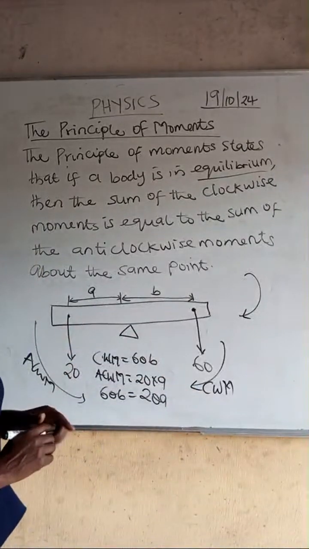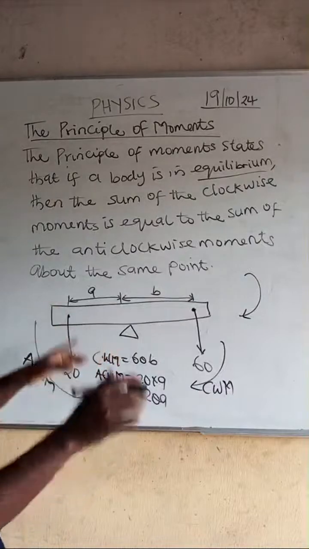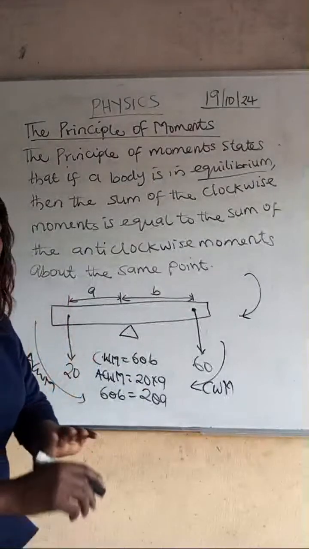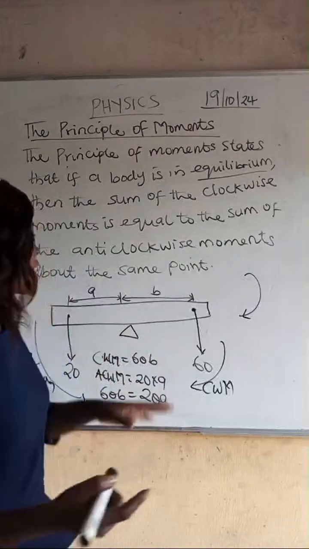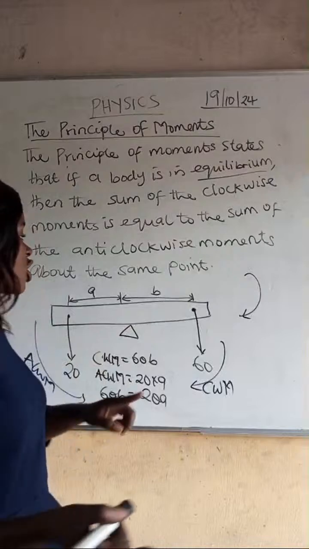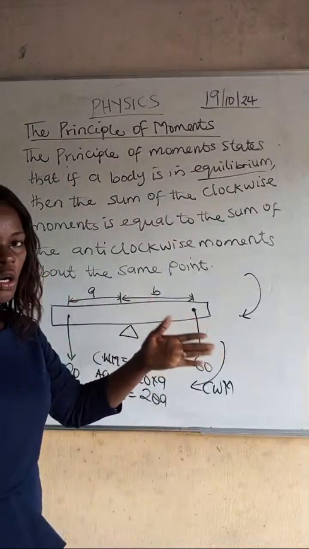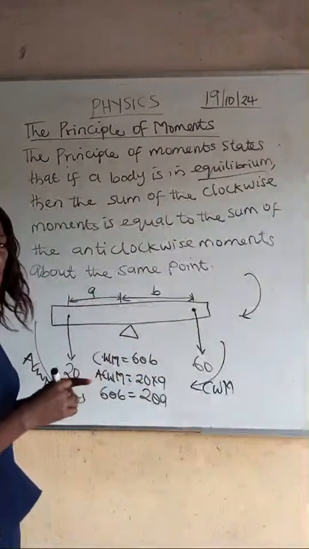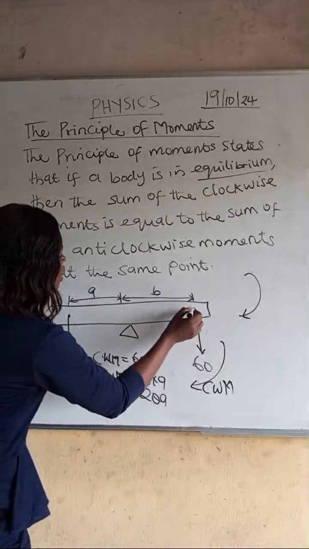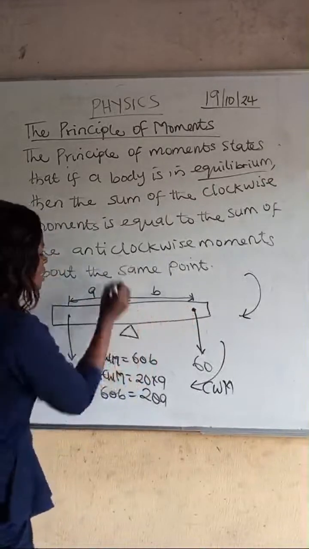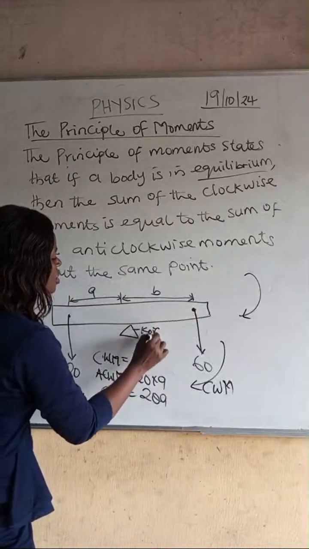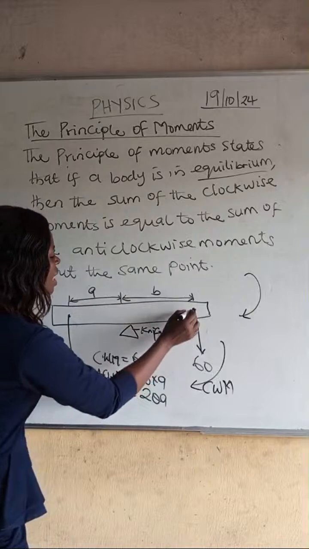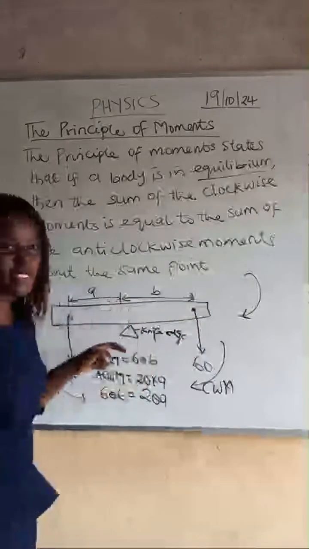All right. So I hope you understand what I just explained. That if a body is in equilibrium, I've shown you the body. In equilibrium means we have a meter rule on a knife edge with the masses hung on both sides. So what you're considering is where the mass was hung, the distance from the center. This is the knife edge that I showed you. The distance from here to here is what you're going to consider.